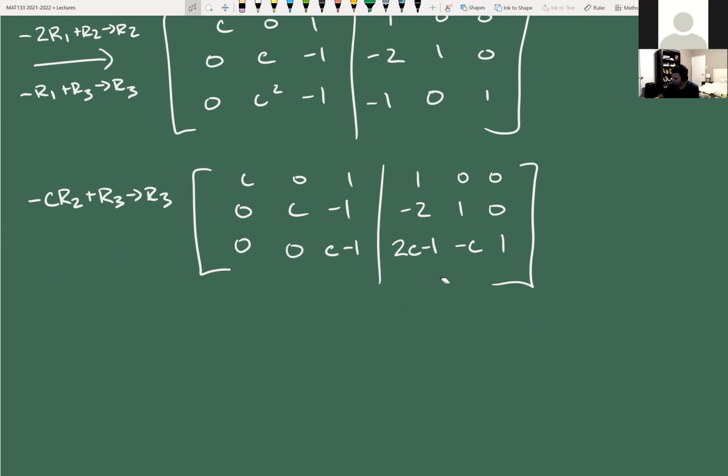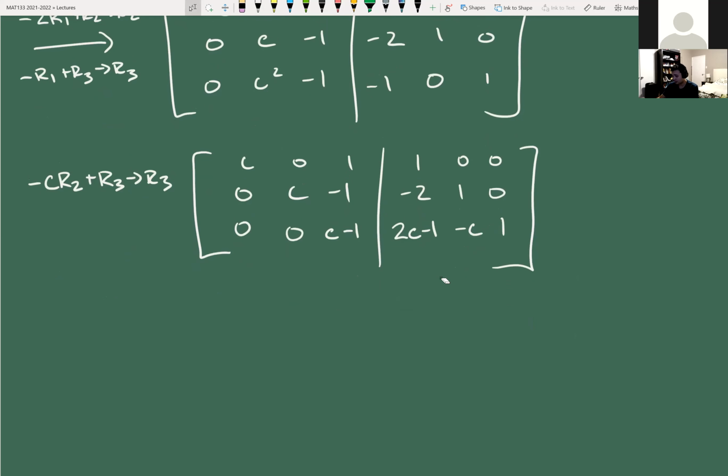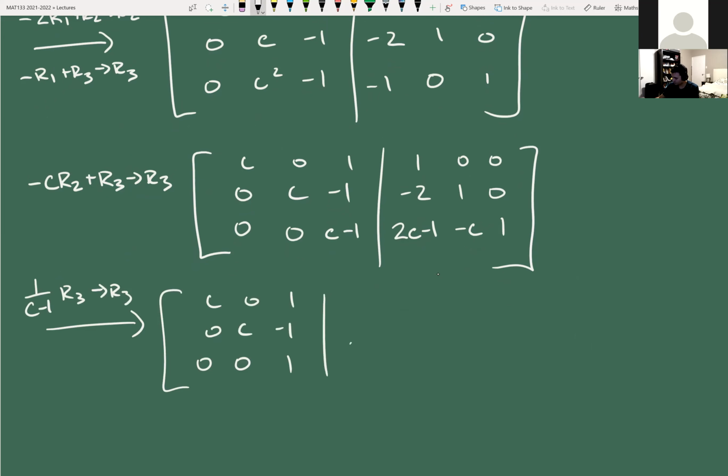Do I want to try and normalize this at this point? I guess I could. So what I'm going to do is 1 over C minus 1 times row 3 into row 3. So I'm going to get 0, 0, 1, and then C, 0, 1, 0, C minus 1. So this will be 2C minus 1 divided by C minus 1, -C divided by C minus 1, 1, -2, 1, 0, 1, 0, 0. Okay, and so C can't be equal to 1 here, right? Because you can't divide by 0.